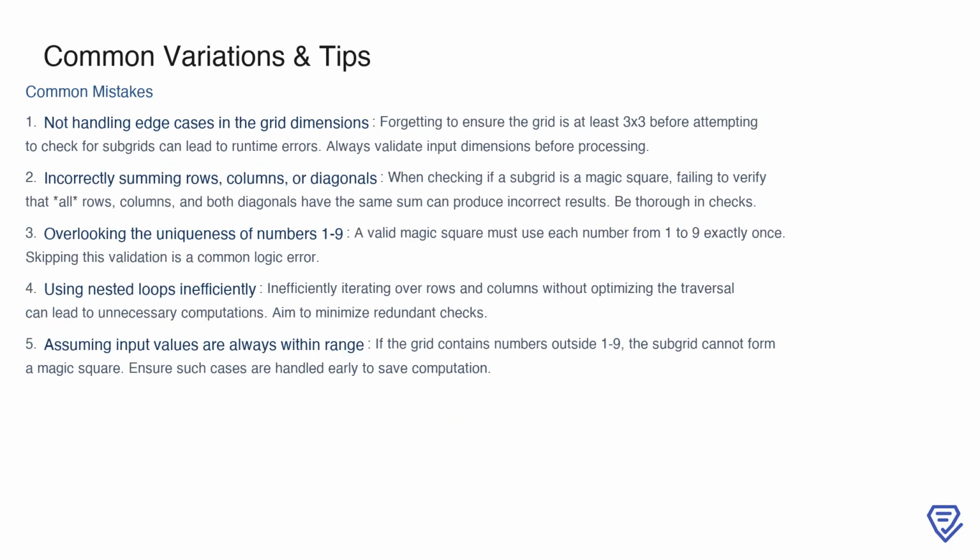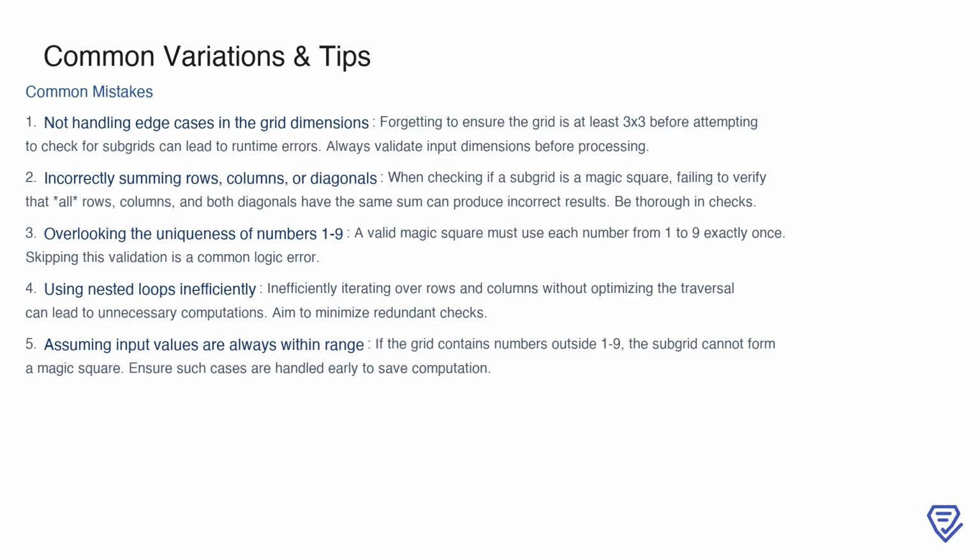When solving the magic squares in a grid problem, there are a few common mistakes to watch out for. First, always ensure the grid dimensions are valid. A magic square requires at least a 3 by 3 subgrid, so attempting to check smaller grids will result in runtime errors. Next, be thorough when summing rows, columns, and diagonals. All of them need to have the same sum for the subgrid to qualify as a magic square, and overlooking even one can lead to incorrect results.